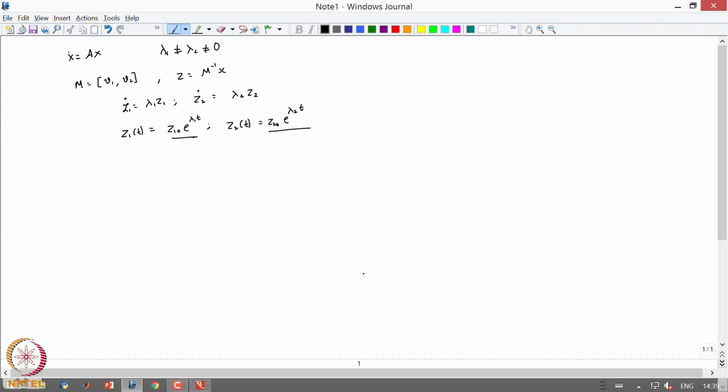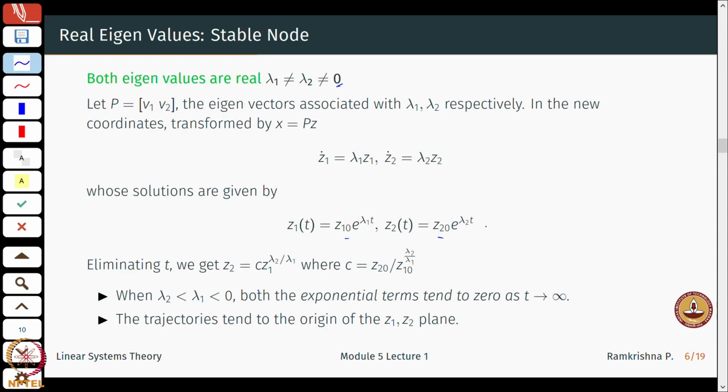How do I eliminate t? So, I have these two equations, right. Z1 dot is lambda 1 Z1, Z2 dot is lambda 2 Z2. So, I just have dz2 by dz1 can be written of the form lambda 2 by lambda 1 Z2 over Z1. And I can do all the calculus that I know of solving integral equations, and I just end up with the solutions like this, with C depending on the initial conditions and so on. Okay, so this is easy to check.